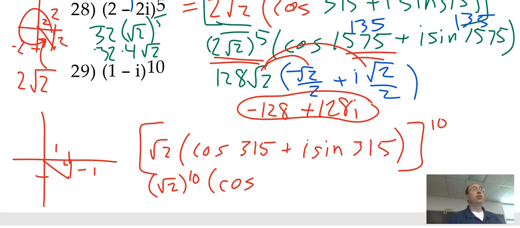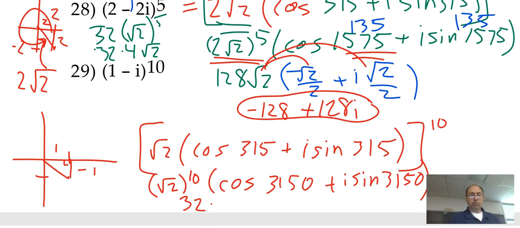Wouldn't that be like 2 to the 5th? That'd be like 32. Good observation. And 3150 plus i sine 3150. What's the question? Don't you take 315 and multiply by 10? This 10 on the outside will... Yeah, sorry. No, you're fine. Minus 360. Keep going. Looks like we got 270. So this would be cosine 270 plus i sine 270.